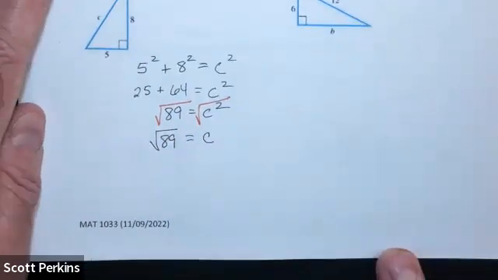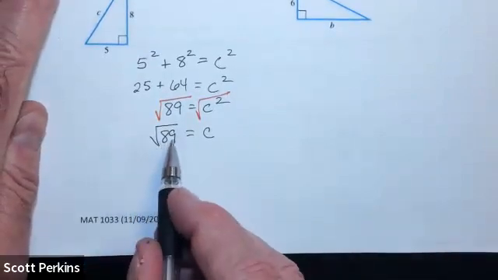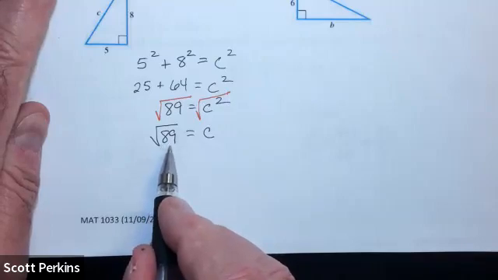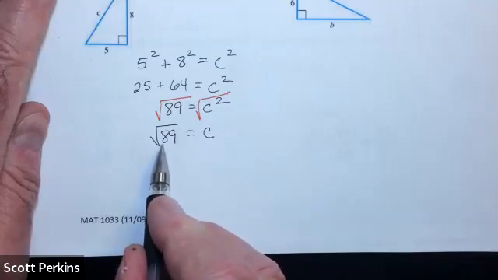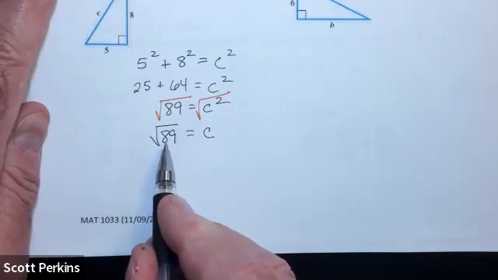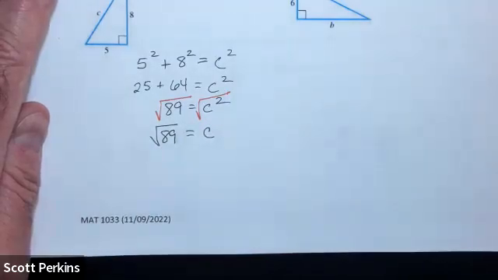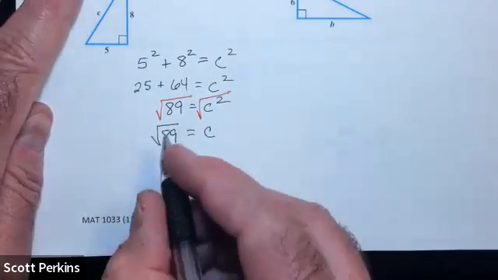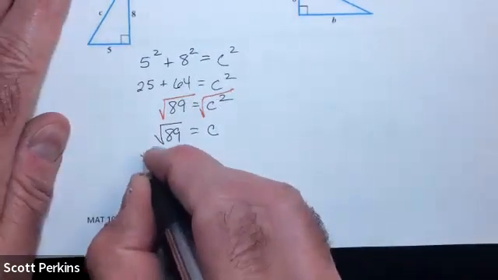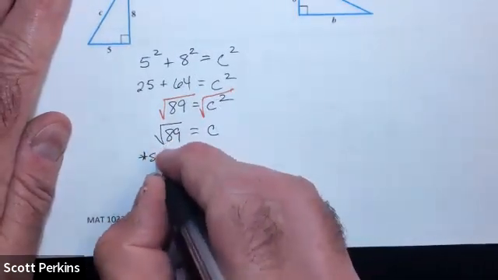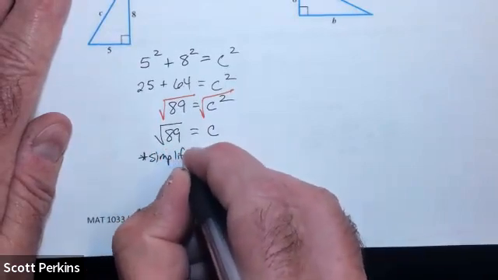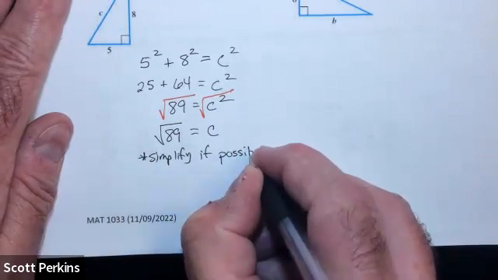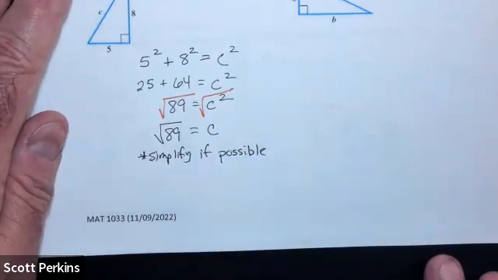And then the question is, can I simplify this anymore? We would just go through the perfect square list. Is there a number on the perfect square list that divides into 89? The answer to that is no. You just take your calculator and go down the list. 89 is a prime number. There's nothing, so this one here is done. But I'm just going to make a little note here that at this point, you simplify if possible, like we did on the previous page.